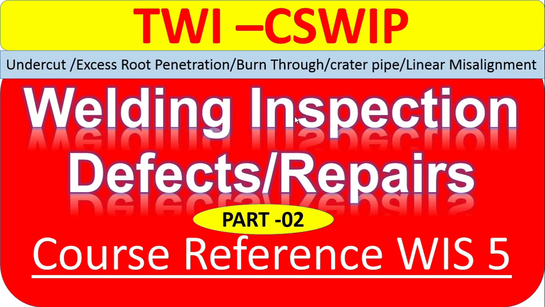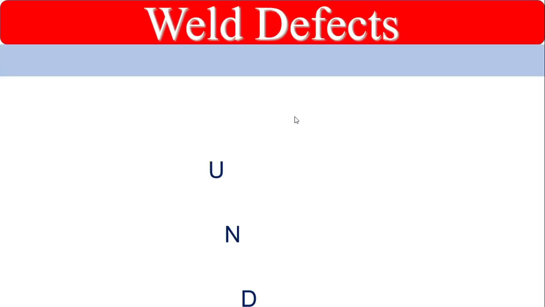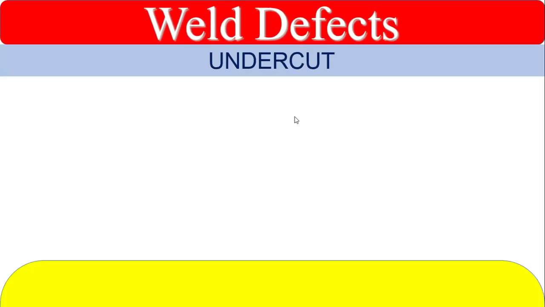This video will explain undercut, excessive penetration, burn through, caterpillar, and linear misalignment. This will be today's discussion on welding inspection defects. So let's start. We will discuss undercut first.